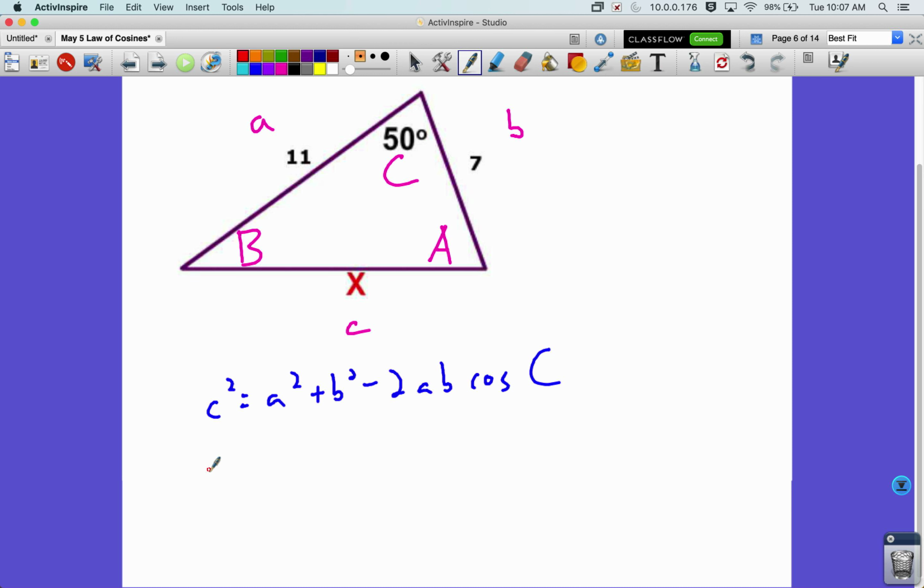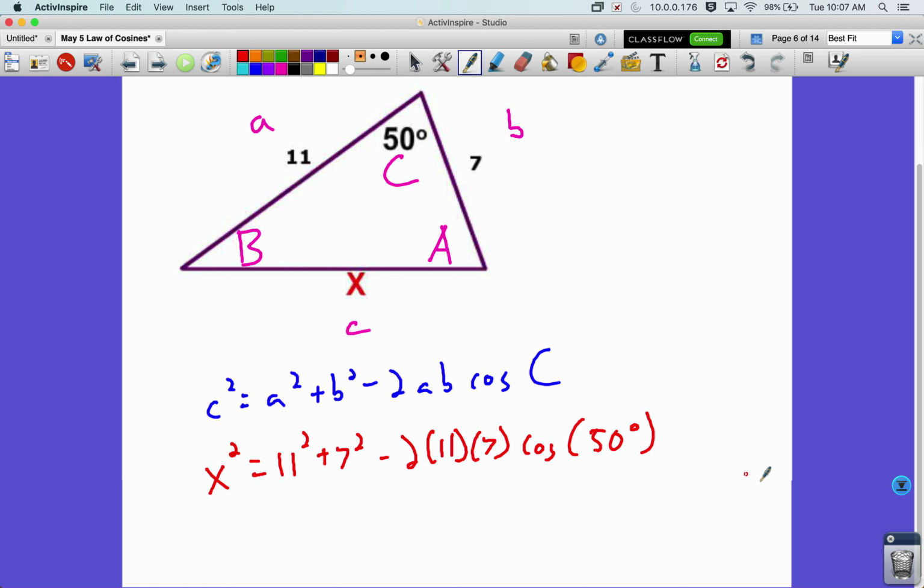So c, we can replace it with the x or just leave it as a c. I think it'd be fine either way. So 11 squared plus 7 squared minus 2 times 11 times 7 times the cosine of 50 degrees. And this all can be plugged into our calculator. You can even plug it in one line. Just don't forget to then take the square root.